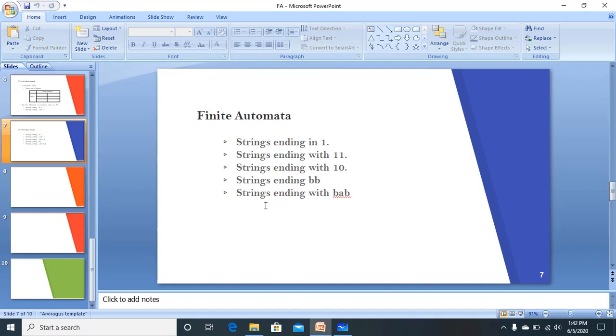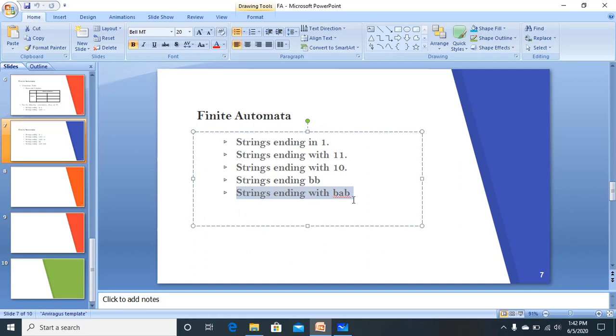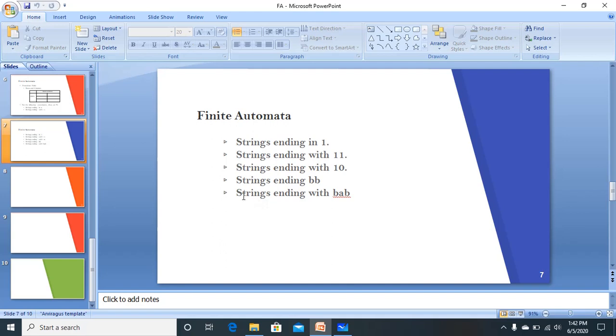Okay, so the last example is strings ending with BAB. I hope you take this for exercise purposes and try to find the solution for the string ending with BAB. I hope you find the solutions properly. If not, then contact me, we will solve this accordingly. But you have to try, because the question will definitely be asked in your exam: construct the finite automata for the given string, or given regular language or given regular expression. So you have to try to design the finite automata for the string ending with BAB.